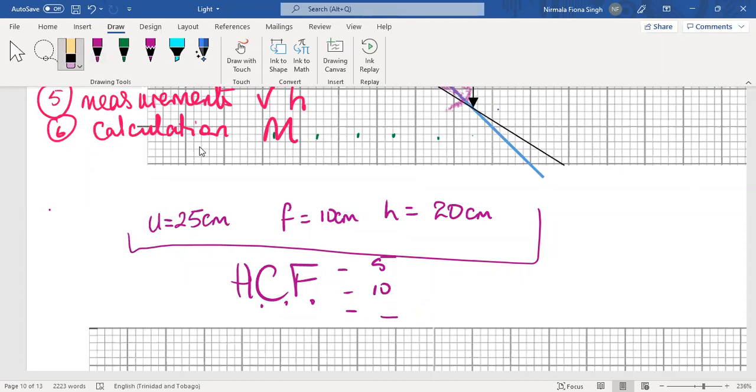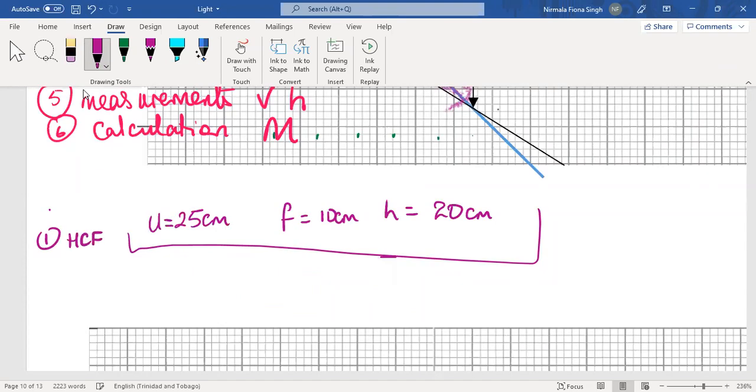So first things first, I'm going to write the steps to the side. Step 1, you find your HCF. Step 2, how do you determine your scale? You divide every number by your HCF, and those are going to be your new readings. So since your HCF was 10, our new readings will be what? Divide each number by 10.